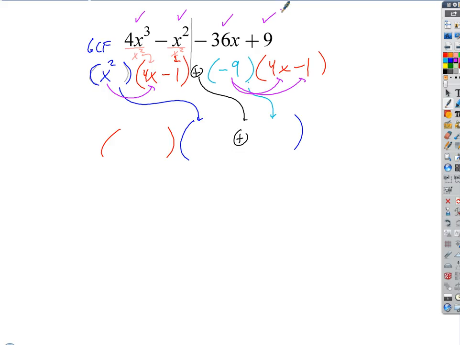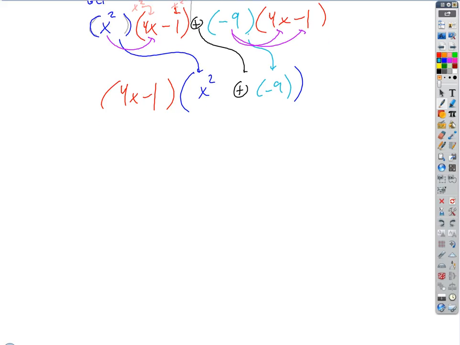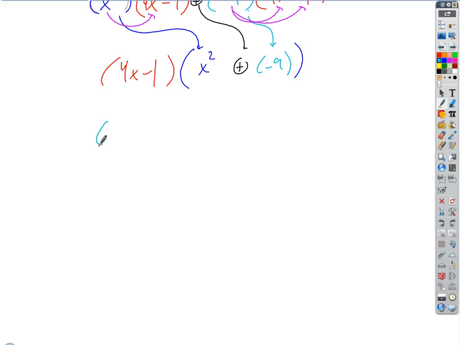4x minus 1. So the 4x minus 1 goes out front, and what's going to be left over then? I'm going to have x squared plus negative 9, right? And we could rewrite that as just 4x minus 1 times x squared minus 9, right? Okay, so far so good. First factor's done. What about this one?